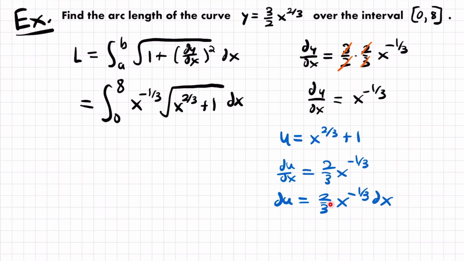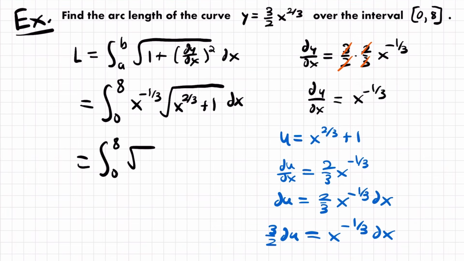And so dividing both sides by 2/3 is the same as multiplying both sides by 3/2. And so we'll have 3/2 times du is equal to x to the negative 1/3 power times dx. And so now we can replace x to the negative 1/3 power times dx, which is right here in our integral, with 3/2 times du. Okay, so now we can rewrite this integral in terms of u, and so we'll have that this is equal to the integral from 0 to 8 of the square root of u times 3/2 times du. Okay, so we replaced x to the 2/3 power plus 1 with u, because that's what we set it equal to, and we replaced x to the negative 1/3 power times dx with 3/2 times du right here.